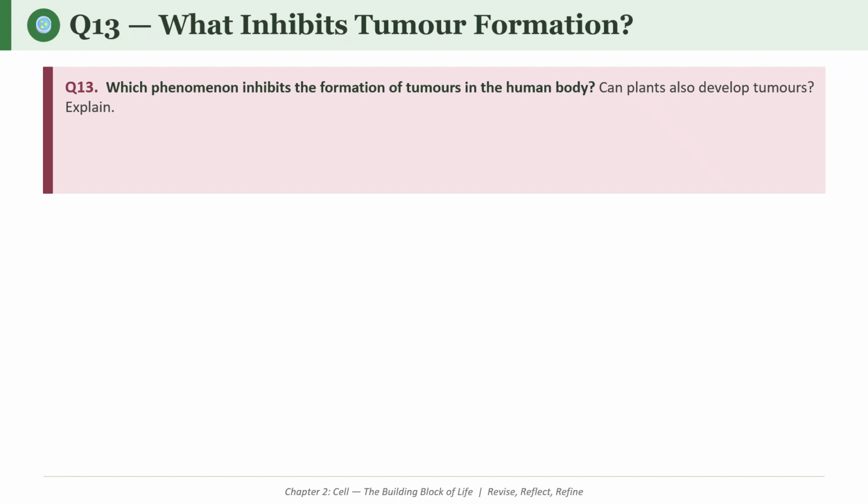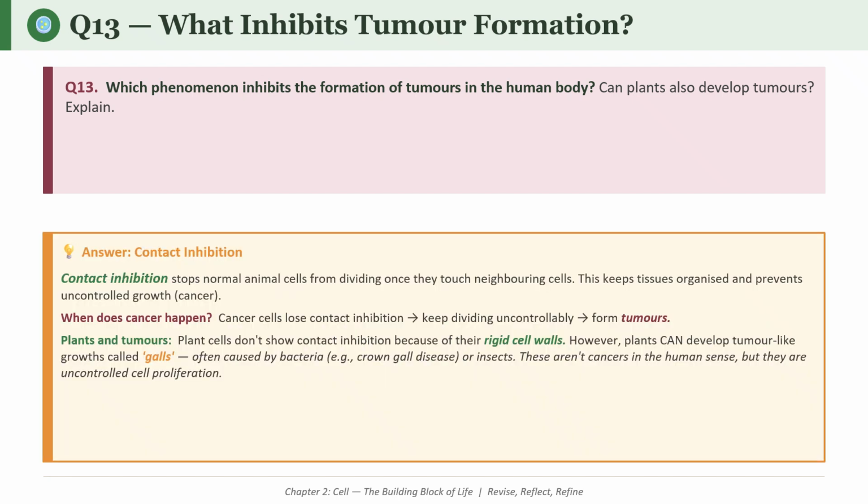So what inhibits tumor formation? Which phenomenon inhibits the formation of tumors in the human body? Can plants also develop tumors? Explain. So let's see the answer. Contact inhibition is the phenomenon. Contact inhibition means it stops normal animal cells from dividing once they touch the neighboring cells. So this keeps tissue organized and prevents uncontrolled growth.